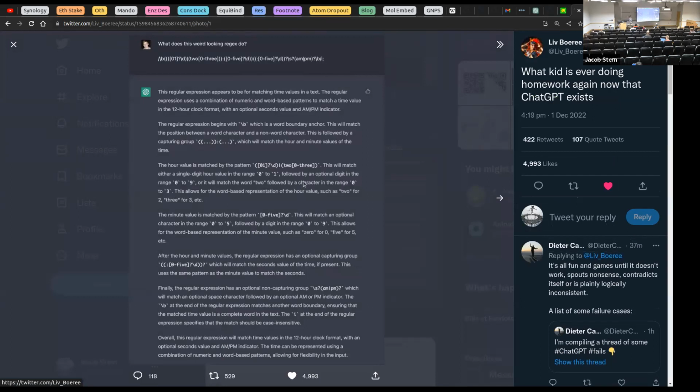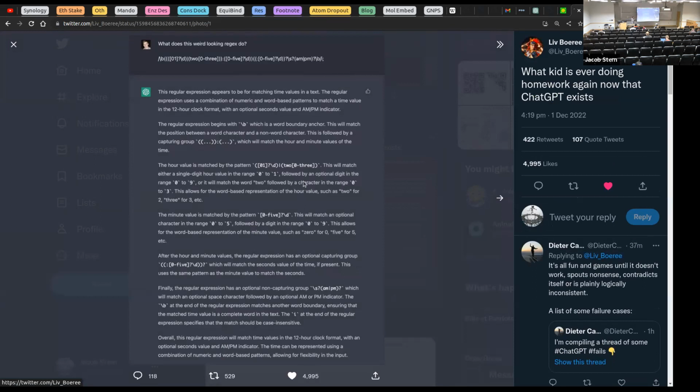Another regex example. What does this weird looking regex do? Insert pretty long, complicated regex. This regular expression appears to be for matching time values in a text. The regular expression uses a combination of numeric and word-based patterns to match a time value in the 12-hour clock format with an optional seconds value and AM/PM indicator.